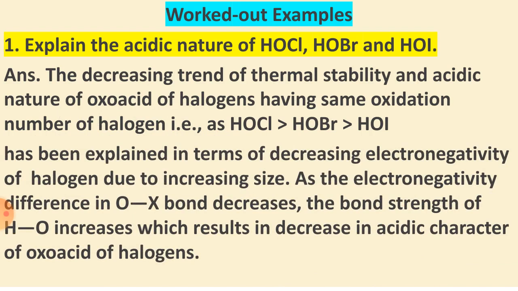Now let us focus on some points. This has been explained in terms of decreasing electronegativity of halogen due to increasing size. As the electronegativity difference in O-X bond decreases, the bond strength of H-O bond increases, which results in decrease in acidic character of oxoacids of halogen. So you can write the answer like this also.